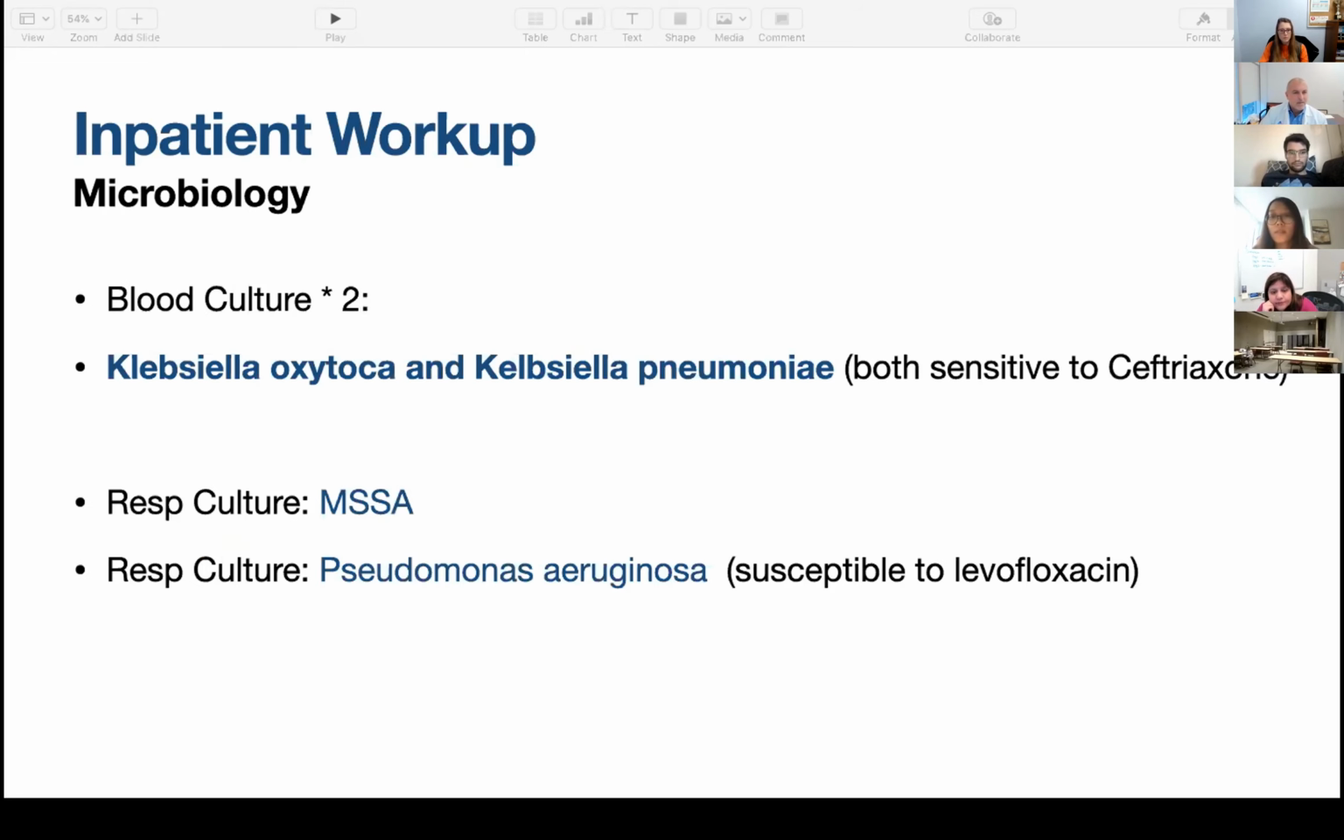For his other workups, the microbiology studies, two sets of blood culture came back positive for two organisms, Klebsiella oxytoca and Klebsiella pneumoniae. And they were both sensitive to ceftriaxone. So we switched his antibiotics from broad spectrum to ceftriaxone. And his respiratory cultures, two sets at different times: one came back positive for MSSA, and the other one came back positive for Pseudomonas aeruginosa that was susceptible to levofloxacin. So he got a 7-day course for that.